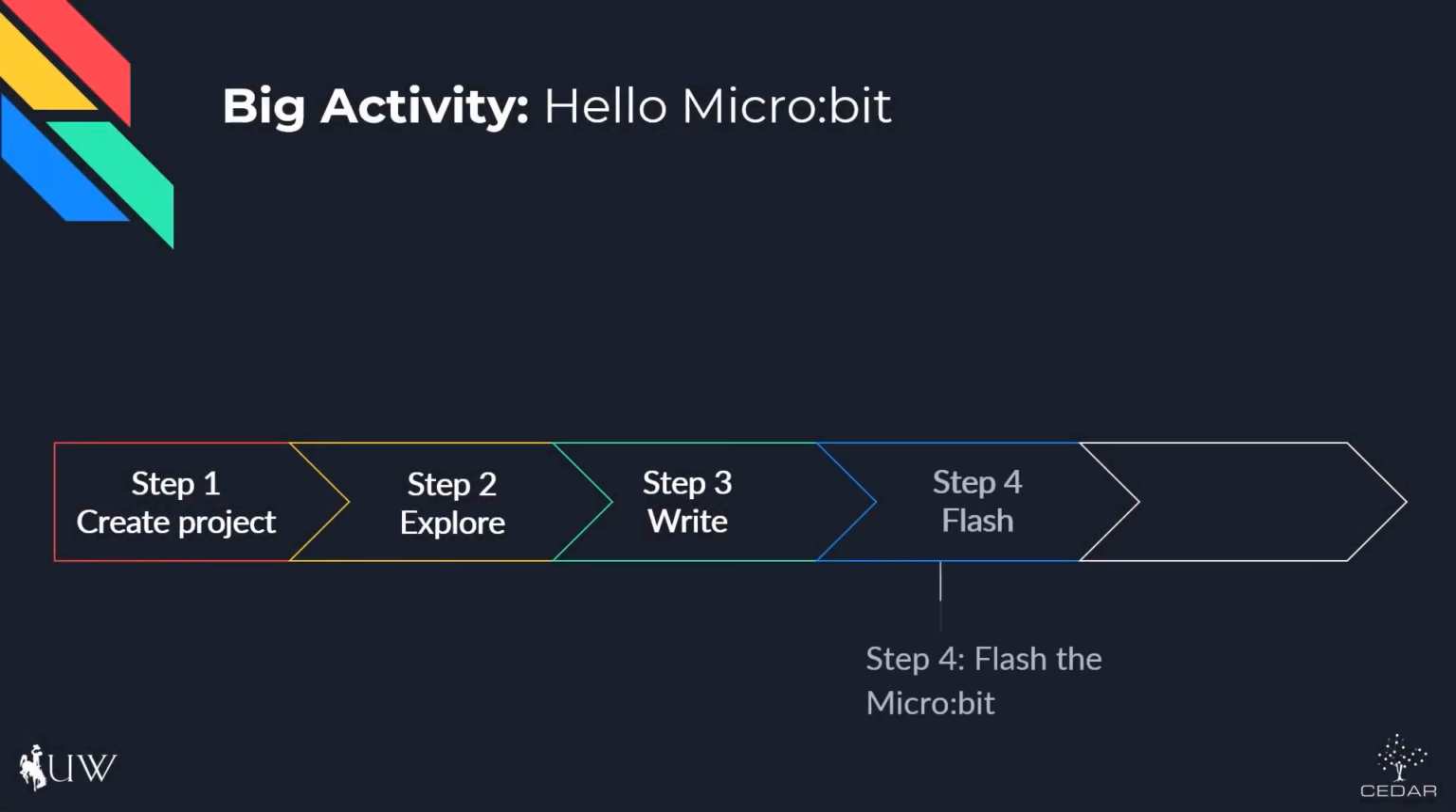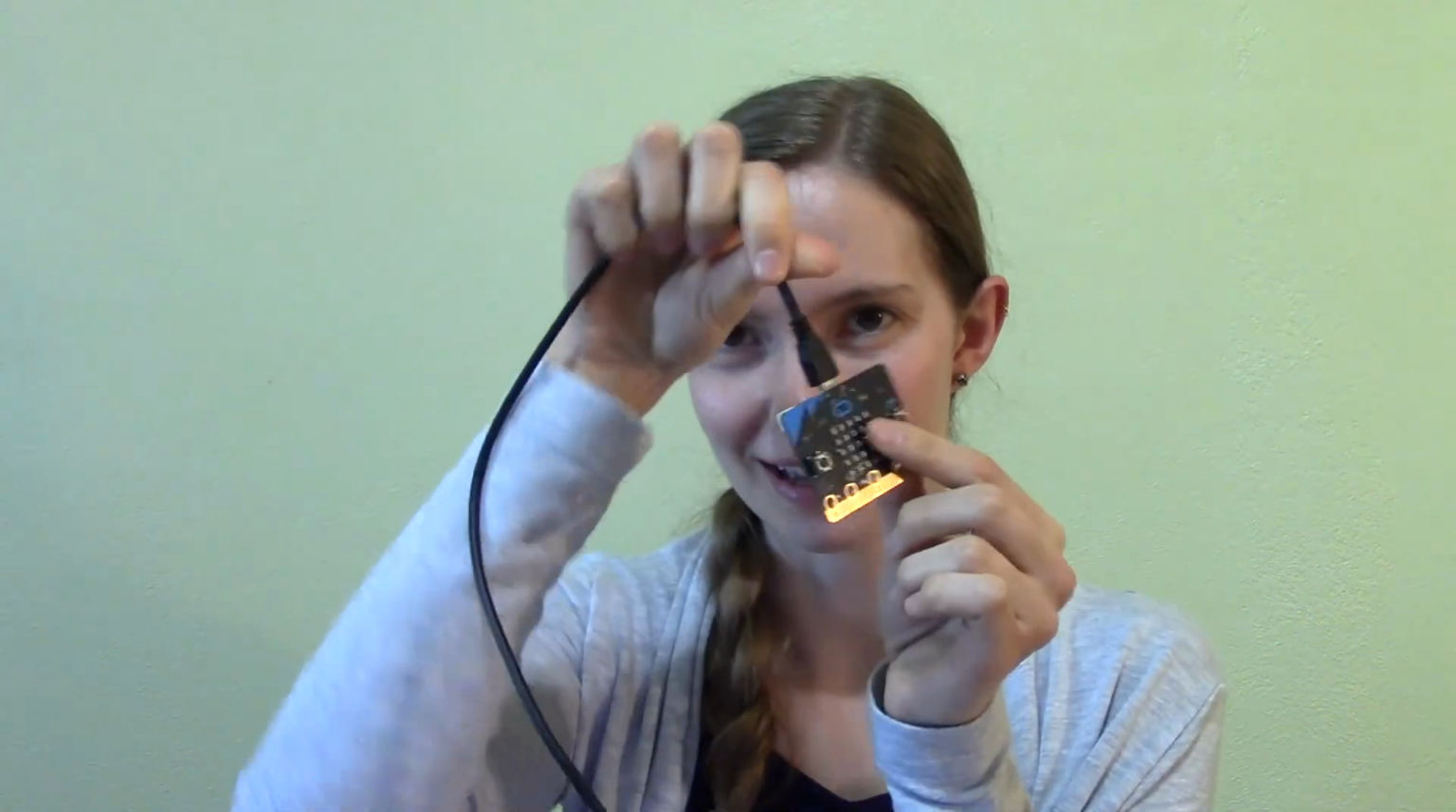Step 4, flashing the microbit. Putting code onto the microbit is called flashing, and it can look a little bit different depending on your system, what browser you're using, and what kind of computer. Regardless of what you're using, you're going to want to take your microbit and the cable that you got, plug the small end into the microbit, like that, and then you're going to plug the big end into your computer.